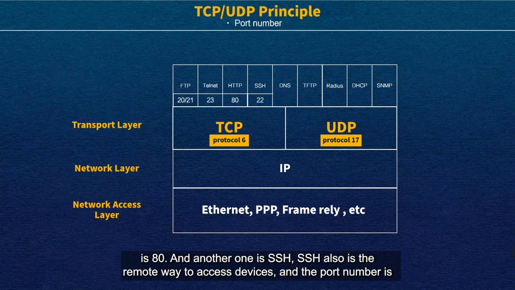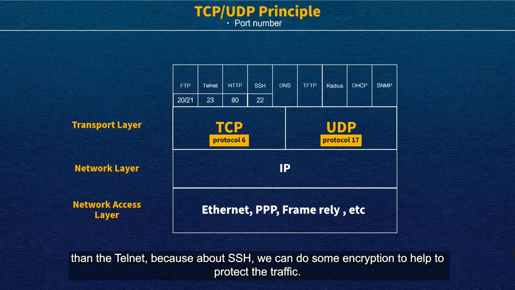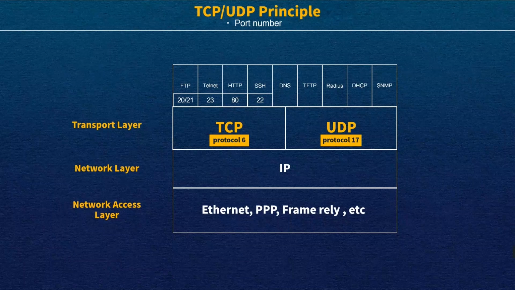And another one is SSH. SSH is also a way of remotely accessing devices, and the port number is 22. The function is very similar to Telnet, but SSH can provide more security functions than Telnet, because with SSH we can do encryption to help protect the traffic.